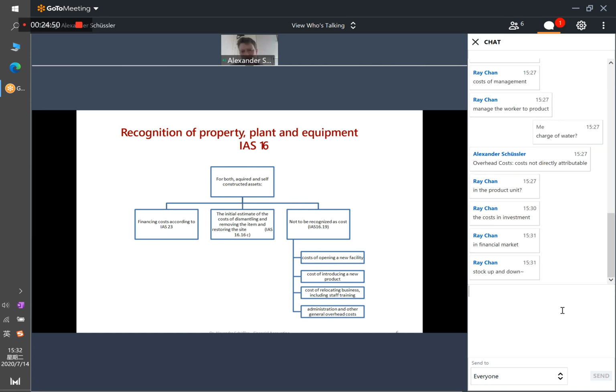No, Ray Chan, it's not so much about a stock going up and down. What we mean here by financing cost is when you finance an asset with debt, you have to incur interest. It's not about stock price volatility or fluctuations in stock prices. What is meant here by financing costs according to IAS 23? This is interest expense.